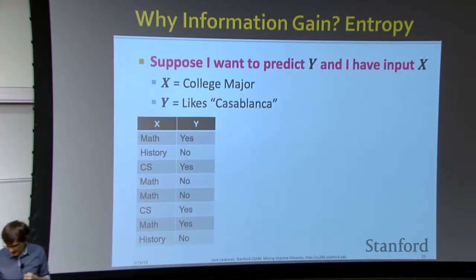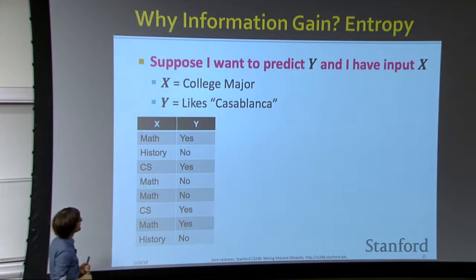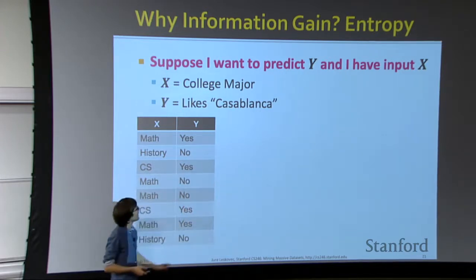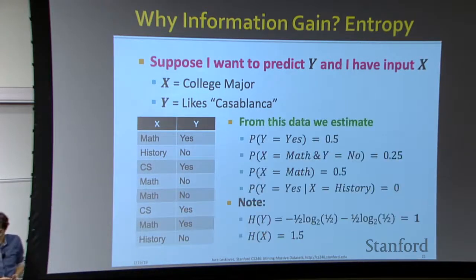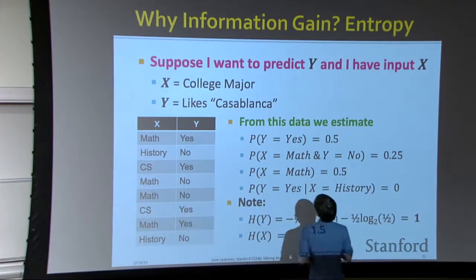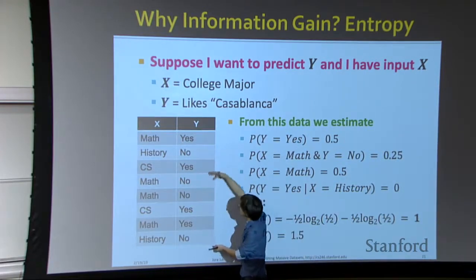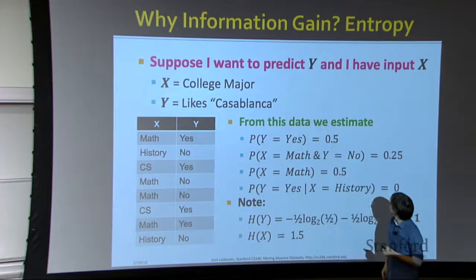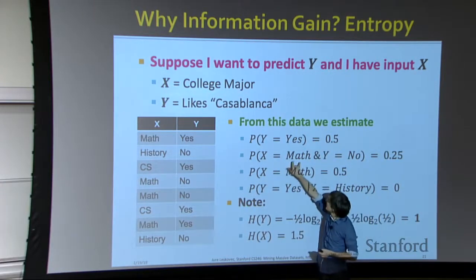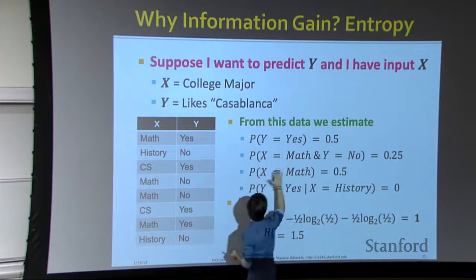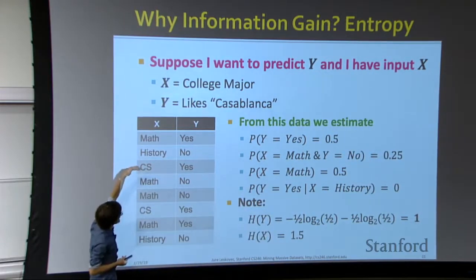Now, the second thing is, I want to start talking about information gain. So suppose I want to predict Y given that I have X. Imagine X is the college major and Y is whether somebody likes a given movie or not. So then I could say the following. For example, what's the probability that people like this movie? I would say, OK, out of these 8 cases, 4 said yes, so it's 0.5. What's the probability that somebody graduates in math and doesn't like this movie? It's 0.25, because out of all the rows here, there are 2 rows that match this.